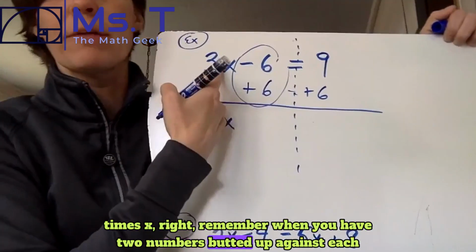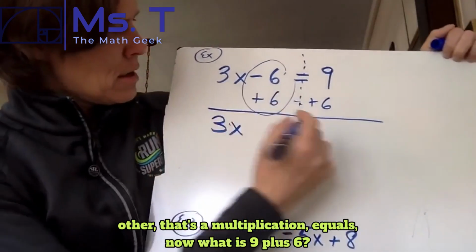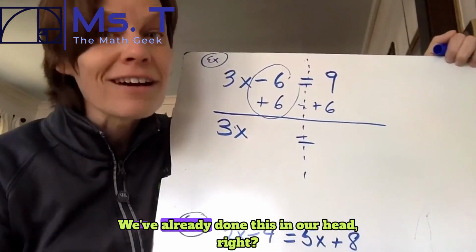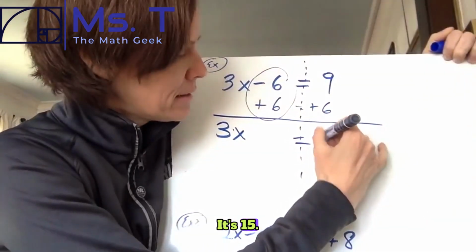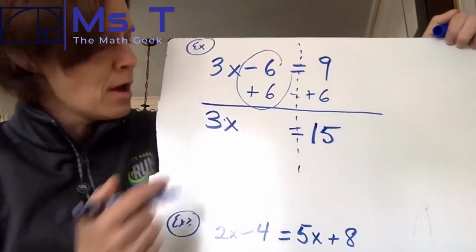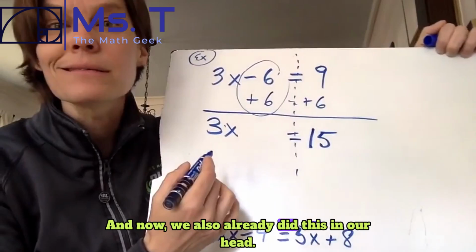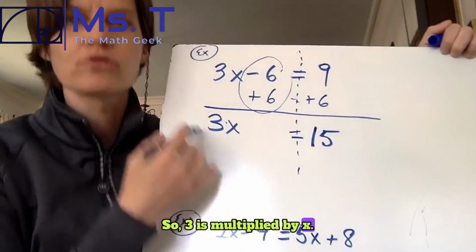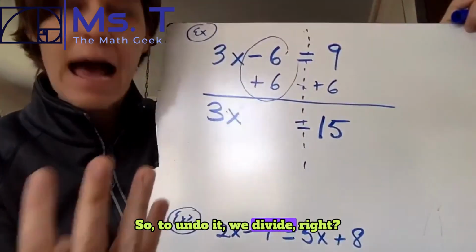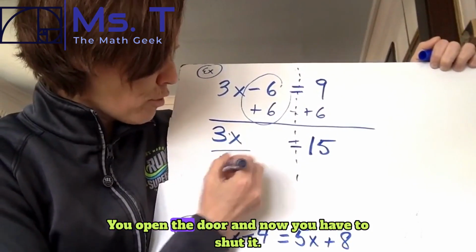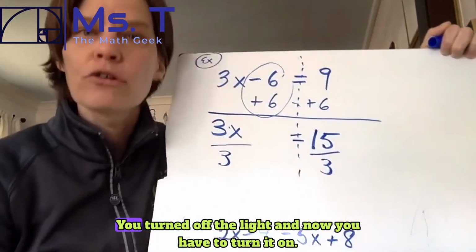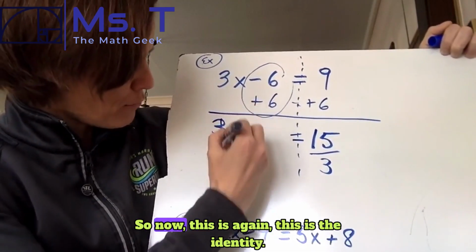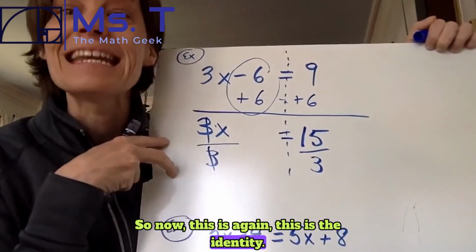Remember when you have 2 numbers butted up against each other, that's a multiplication, equals, now what is 9 plus 6? We've already done this in our head. It's 15. And now, we also already did this in our head. We're going to do the same operation. So 3 is multiplied by x. So to undo it, we divide. You opened the door and now you have to shut it. You turned off the light and now you have to turn it on. Just inverses.